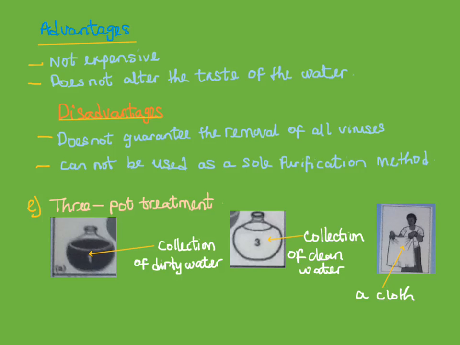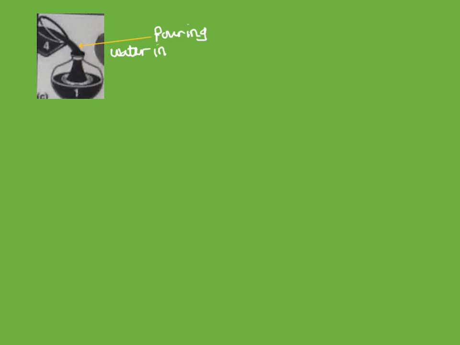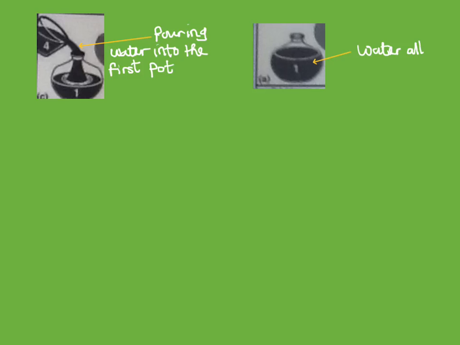The process involves pouring water into the first pot. Pouring it through cloth increases efficiency. Let the water settle for as many hours as possible. A length of just 1 day can kill more than 50% of most bacteria. Pour the water into a second pot and let it settle again. Then pour it into a third pot and let it settle again.